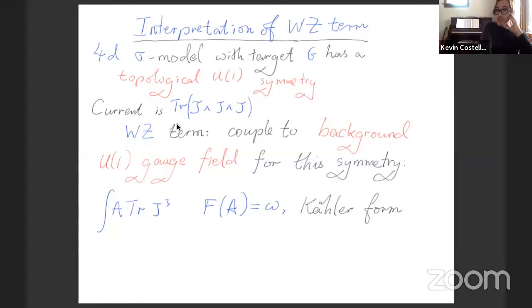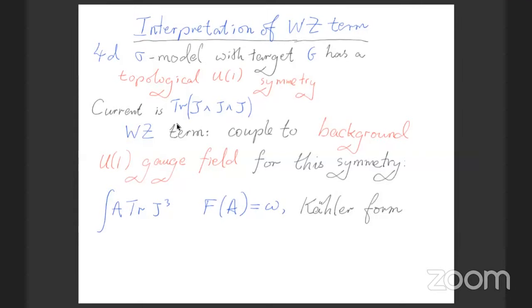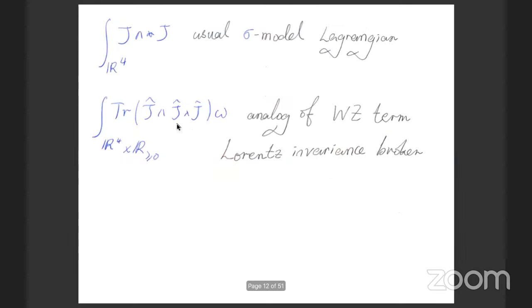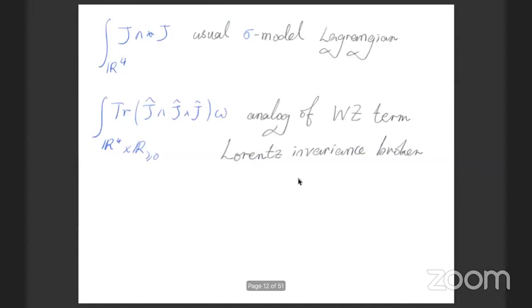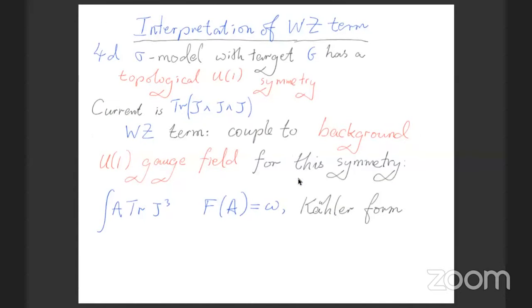Unless there are any more questions. Yeah, there are a couple of questions. Let me relay them. One question is, what Kähler form are you using on R4 cross R plus? Sorry, that was unclear. The Kähler form is the Kähler form on R4, and it's independent of this extra variable. That was from Edward Witten.